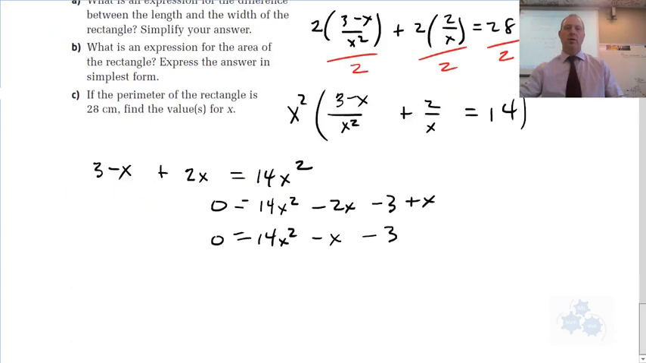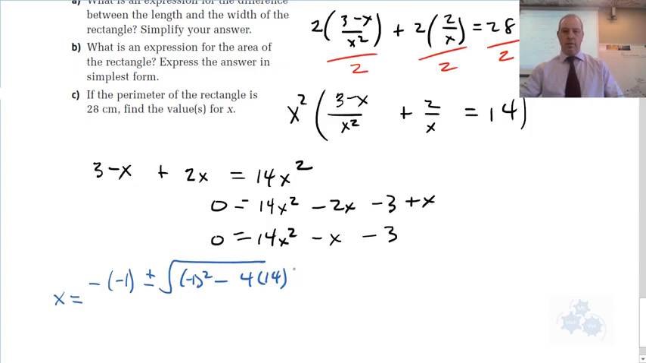I guess. So then you could use the quadratic formula, or you could try and factor this, whatever you want to do there. So I'll just maybe finish this with the quadratic formula and see if we can figure that out that way. So x equals negative b, plus or minus the square root of negative 1 squared minus 4 times a times c, all over 2a.